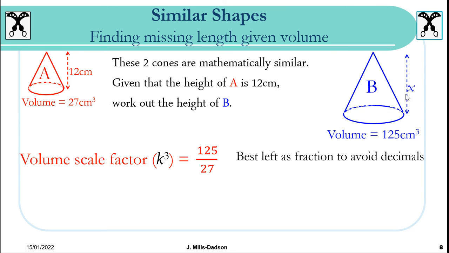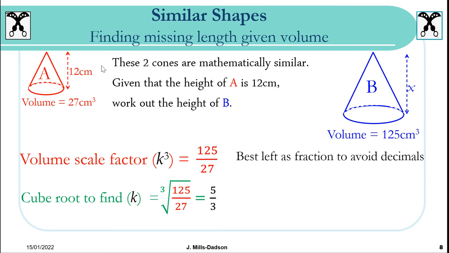We want our answer as height, so we need to change K cubed into K. To do that, we need to take the cube root of K cubed, and that will give us 5 over 3. 5 over 3 is in the format K that can be used to work out missing lengths. For a height on a bigger shape, the corresponding length should be multiplied by our scale factor. So 12 times 5 over 3 is 20 cm.